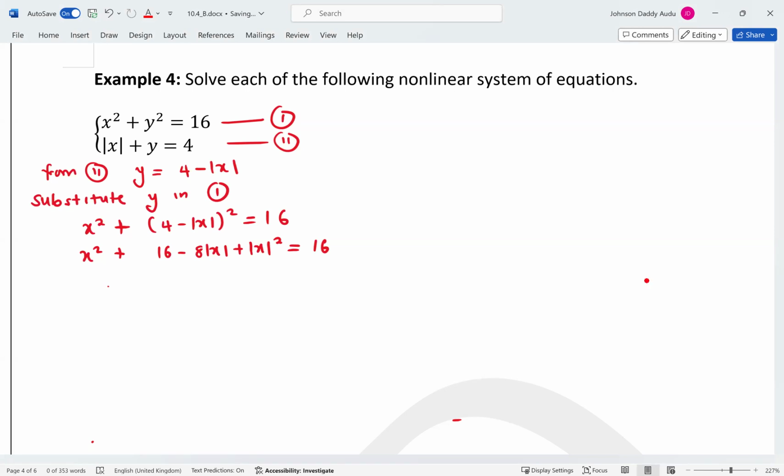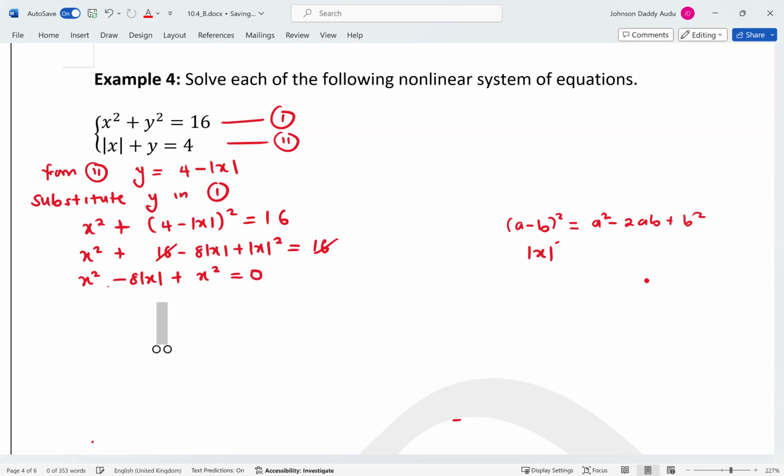Yes, here we just use the fact that if you have (a minus b) all squared, it is a squared minus 2ab plus b squared. So that is what we used for this expansion. Now, this is going to be x squared plus this 16 will go with this 16. So here we just have minus 8 absolute value of x plus absolute value of x squared equals 0.